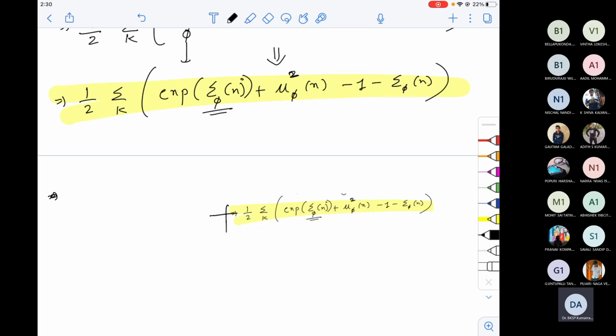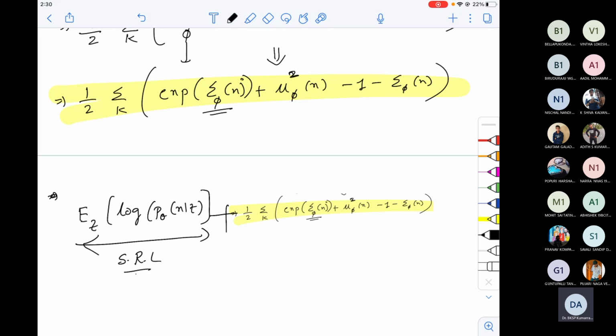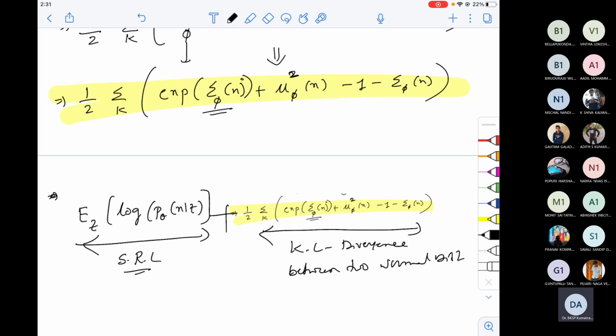What is the first term? The first term is actually E_z sampled over q_phi(z given x) of the logarithm of p_theta(x given z). I already told you, this is actually the squared reconstruction loss. And this is the KL divergence, a simplified version between two normal distributions. So this is actually the simplified loss function.